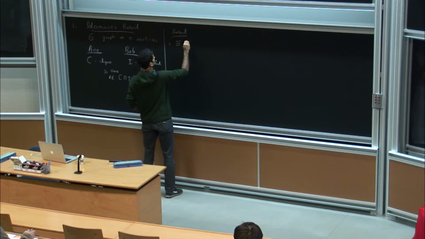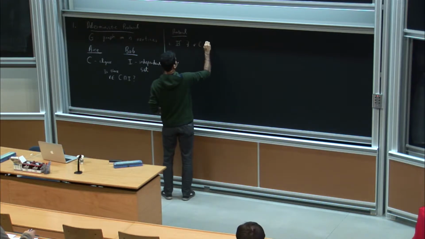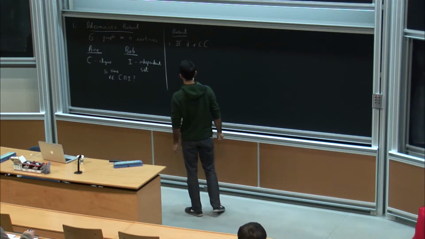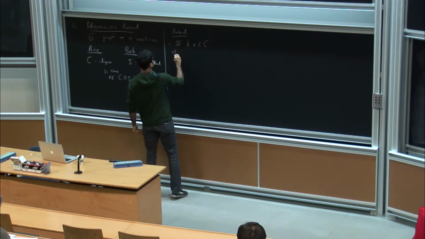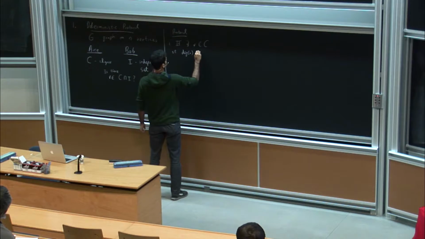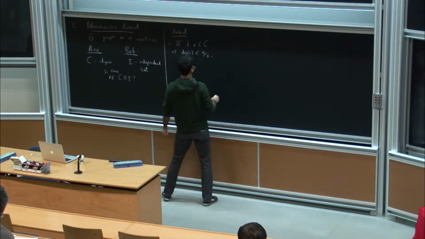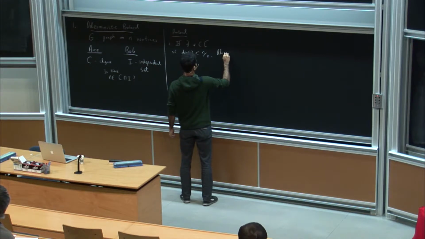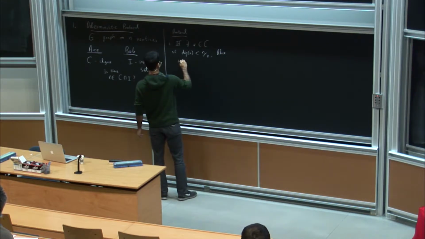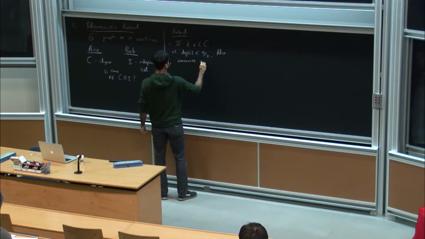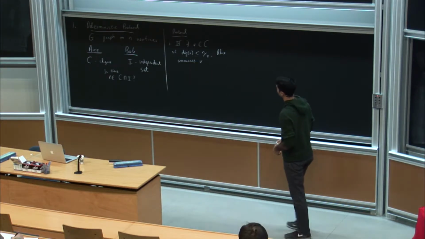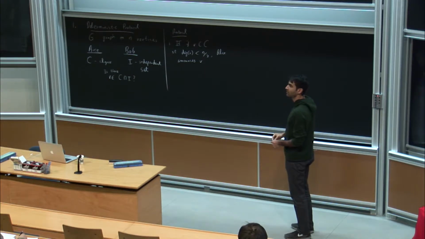If there's some vertex V in the clique such that the degree of V is less than n over 2, then Alice announces V. Okay, so suppose Alice finds a vertex in her set which has only n over 2 neighbors, then she's just going to announce V. And this helps both of them make a lot of progress. Does someone see why?